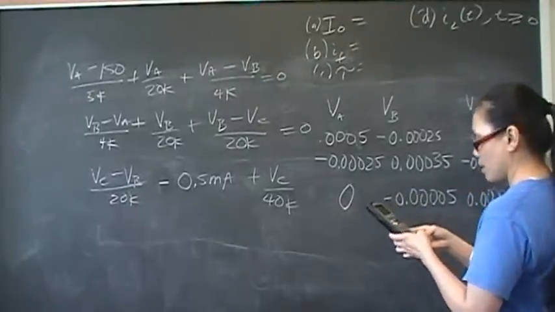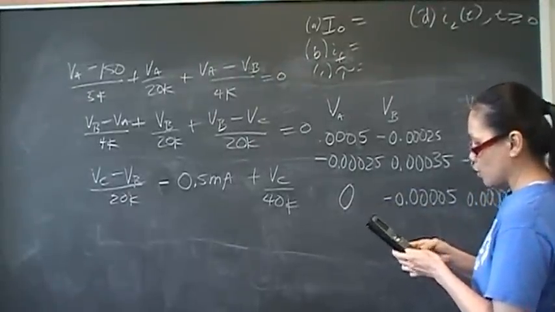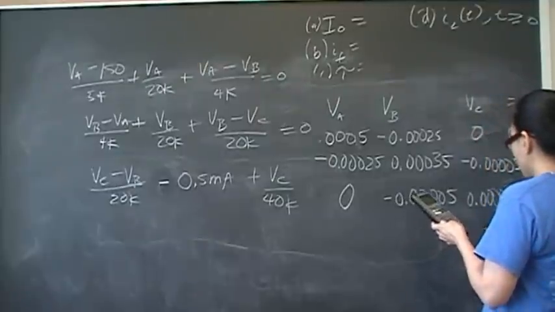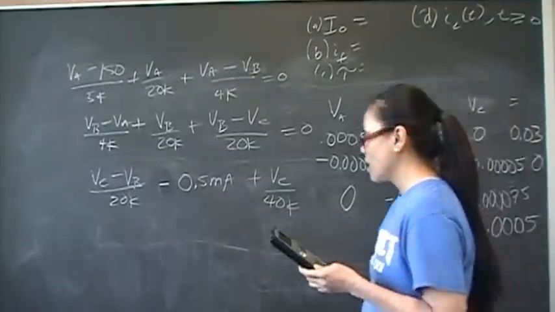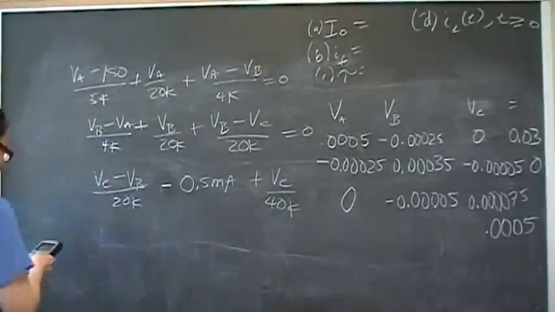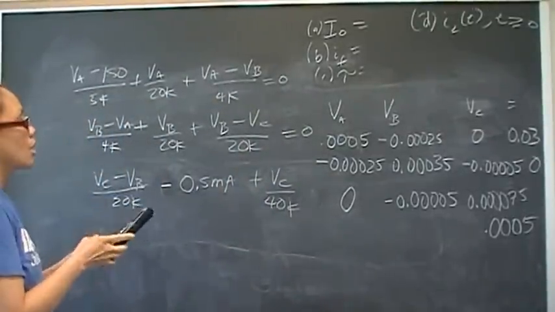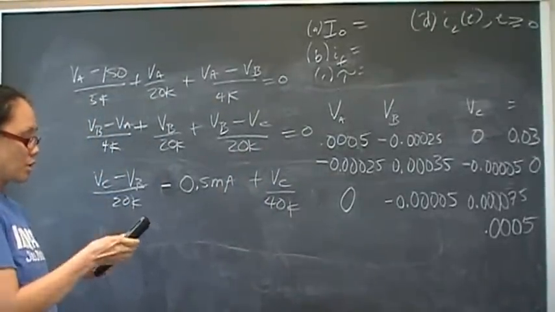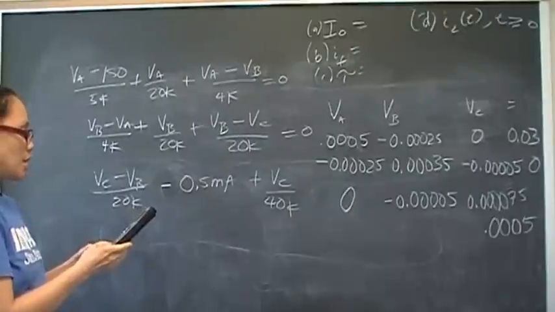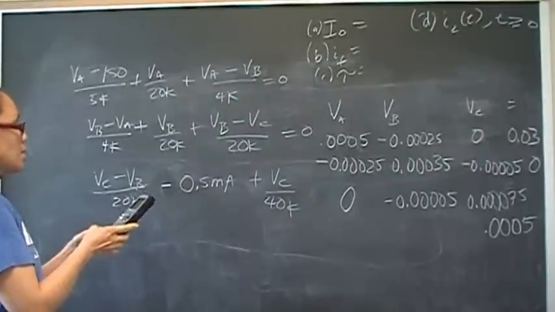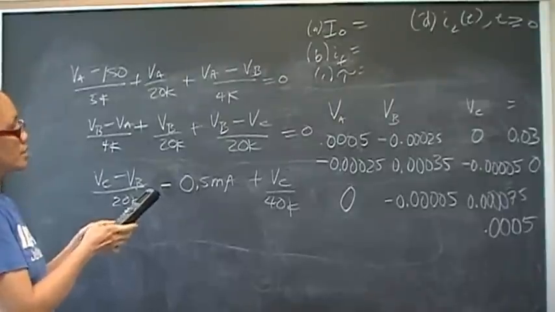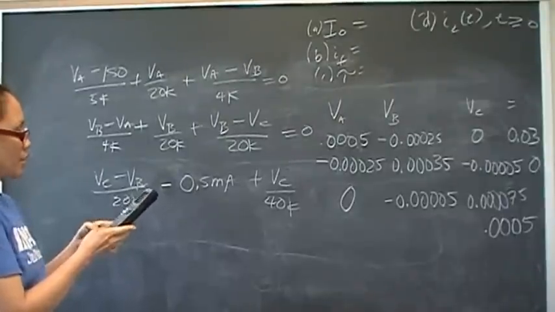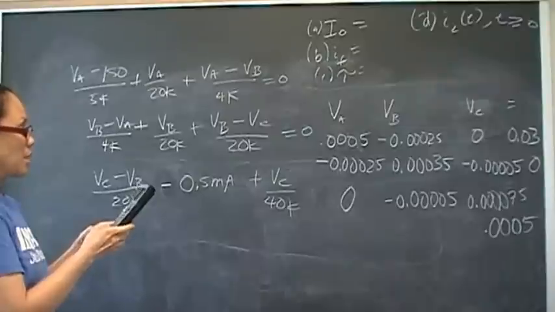So that's going to be 0.5e minus 3. So that's going to be 0.00005. So now we're going to put all of that into our simultaneous problem solver. That's 3 equations and 3 unknowns. So I got 0.00005, and then negative 0.00025, 0, and then 0.03.